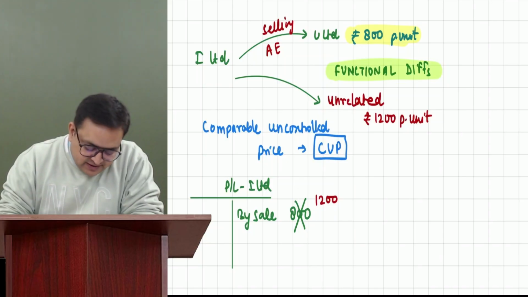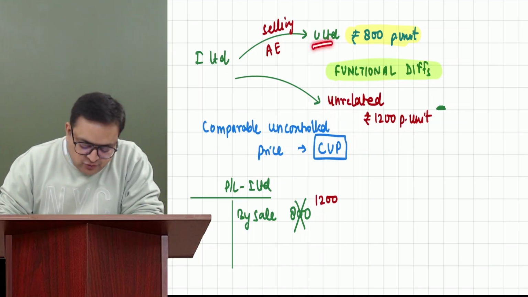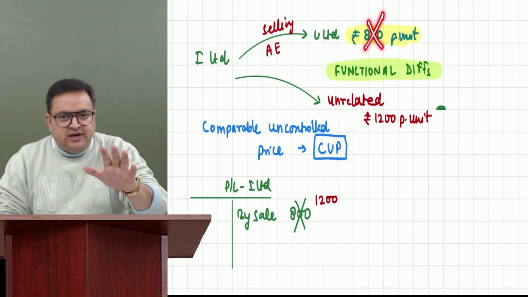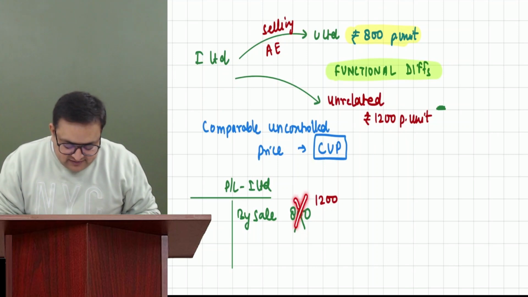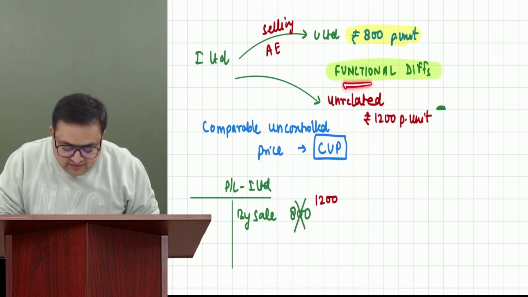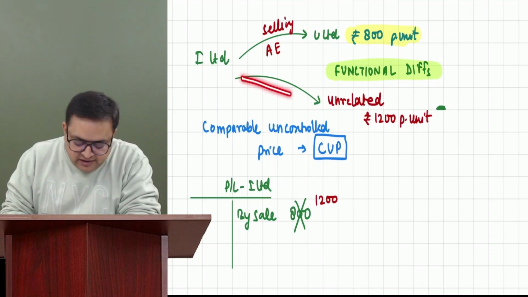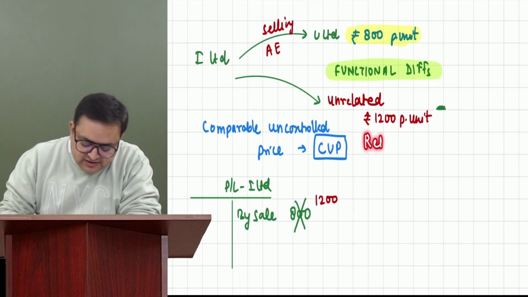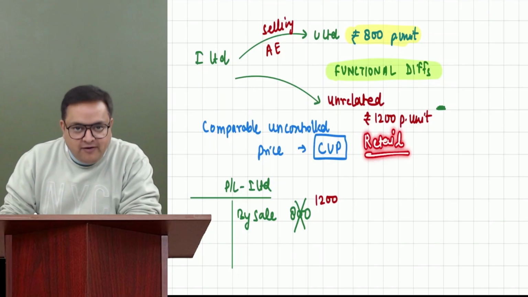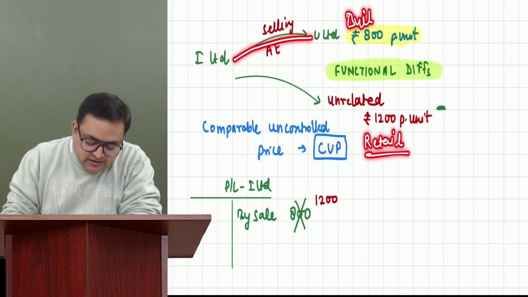Let's say, for example, we are selling to an unrelated person at 1200 rupees, but we are selling to U Limited at 800. See, 800 anyway is not a correct transaction, so we will not consider this 800 rupees. We will take 1200 as a base. But there are some functional differences. Let's say we are selling to unrelated people very few units, which is actually a retail transaction. However, we are selling to U Limited in bulk, right?